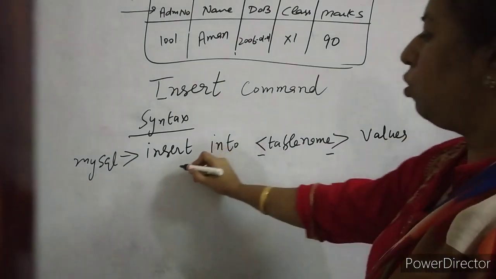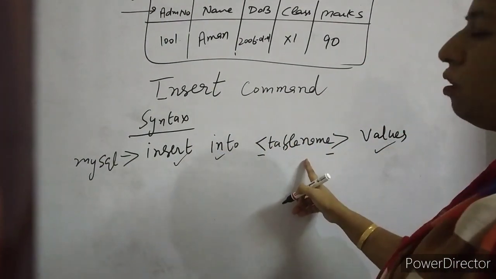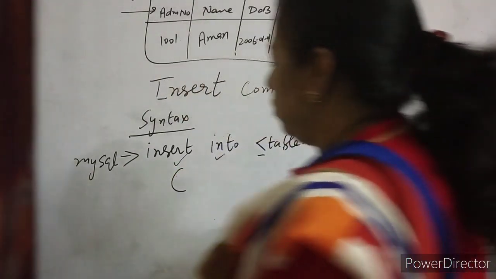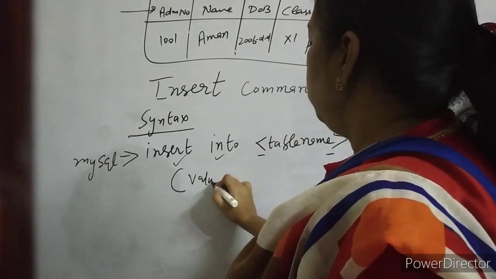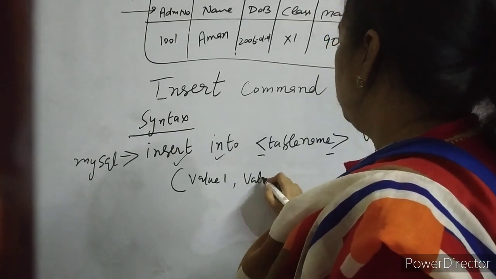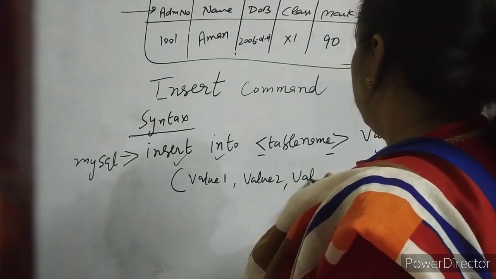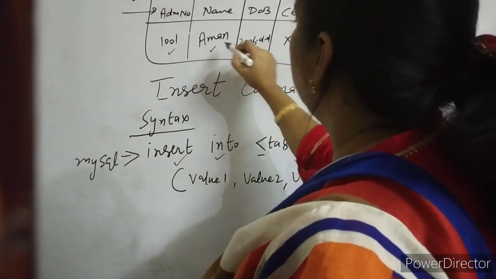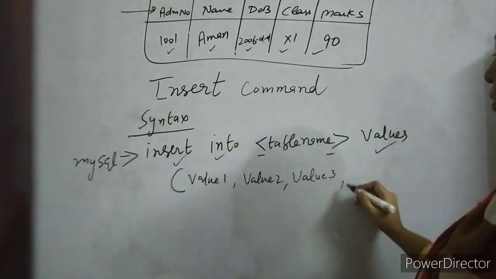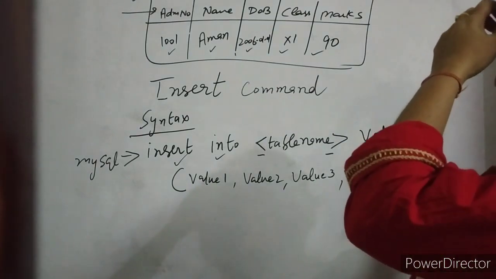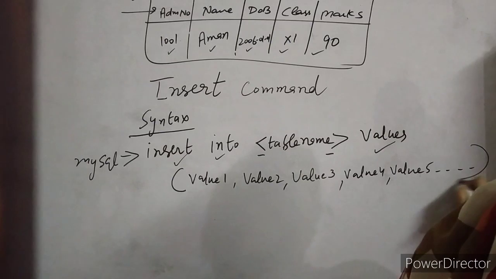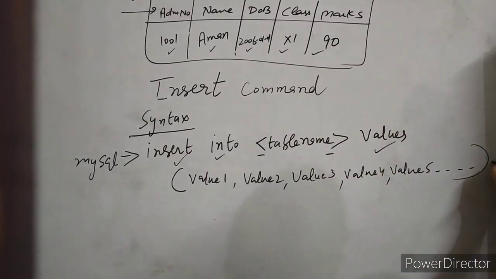Values. These are all MySQL words, but this is not a MySQL word; this is the name decided by me. Bracket. First give value 1, value 2, value 3. How many values do I have to give? 1, 2, 3, 4, 5. Value 4, value 5, and so on. Bracket close and put a semicolon.